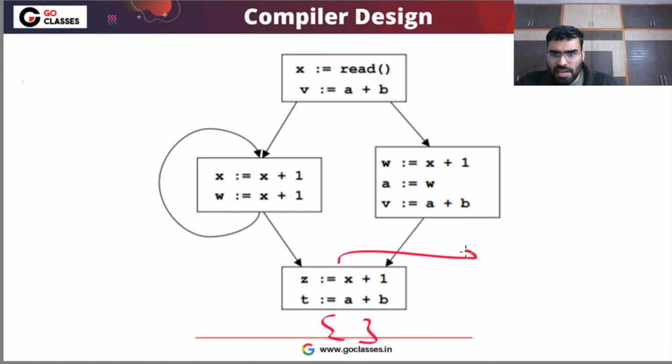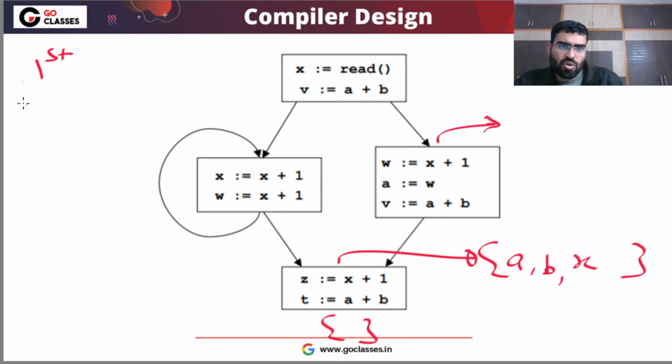Okay, at this point what is live? At this point, anyone? So what is live is A, B, and X. A, B, X, these are the live variables here. Always go in the backward direction. Now tell me what is live here.